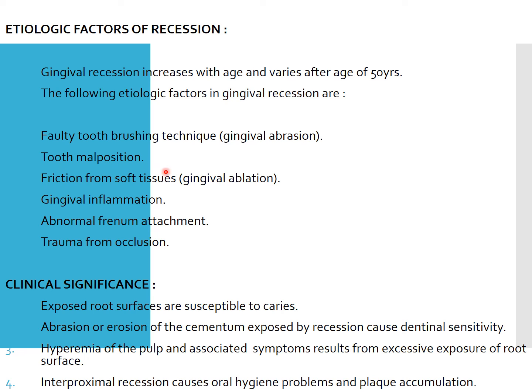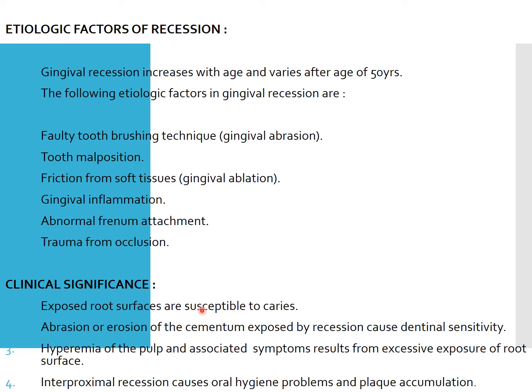And friction from gingival soft tissues, that is, with the friction you can cause a recession. That is called gingival abrasion. Then gingival inflammation, as a sequela of gingivitis to periodontitis, the position of the gingiva can come down. Then abnormal frenal attachment, frenal pull, will cause gingival recession. Then trauma from occlusion will also cause recession.